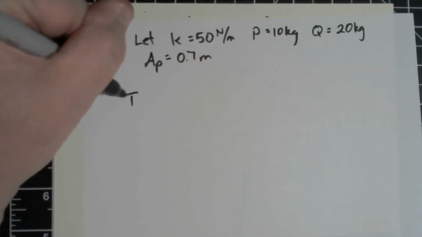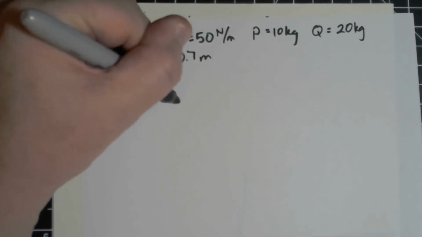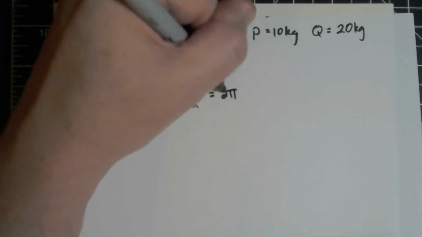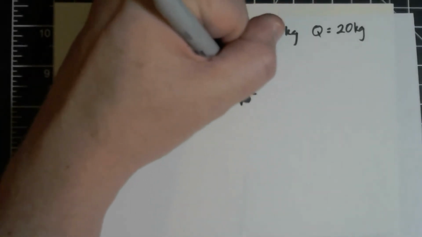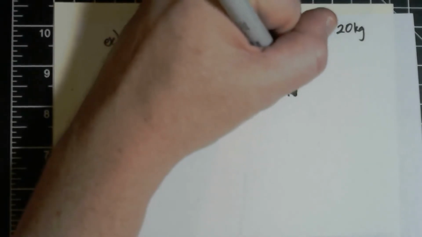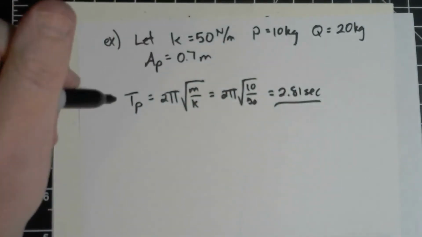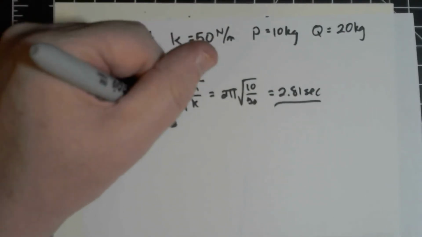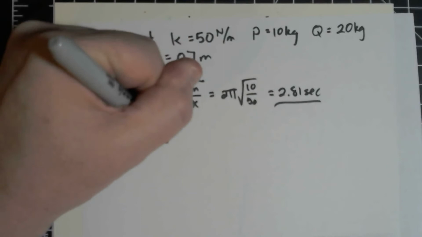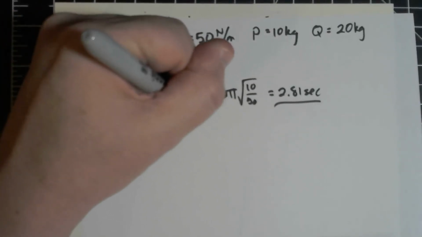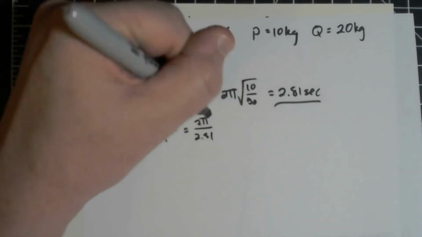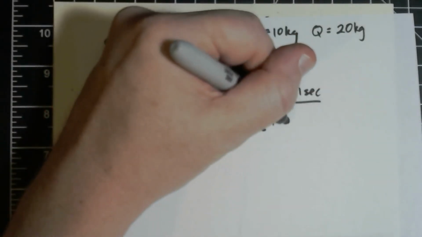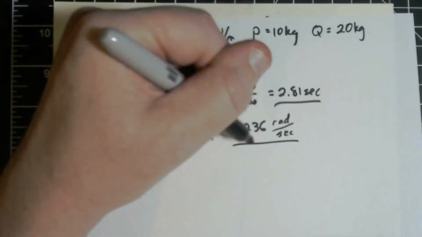Okay, so let's calculate the period of P first. That's 2 pi times the square root of m over k, which will be 2 pi times the square root of 10 over 50. And you get 2.81 seconds, sure enough. Okay. And then from that, I'm also going to calculate omega, because I'll probably need that later. Omega is 2 pi divided by the period, which is 2 pi divided by 2.81, and that's 2.236. Okay, so that's our angular frequency. I just like to have that on hand.